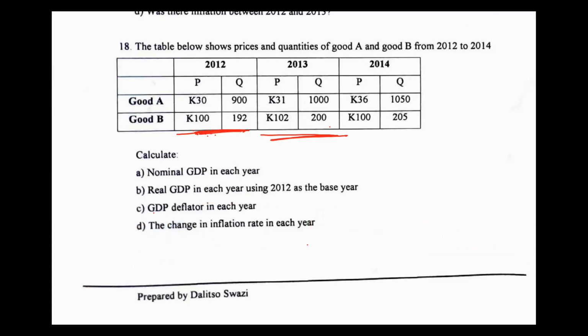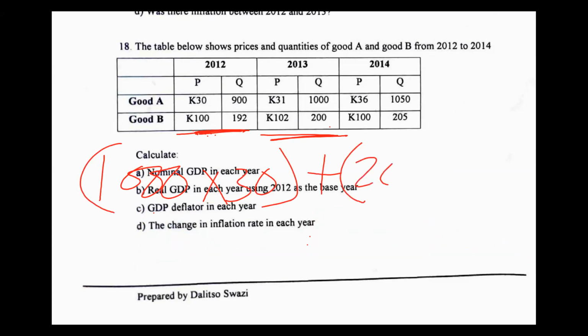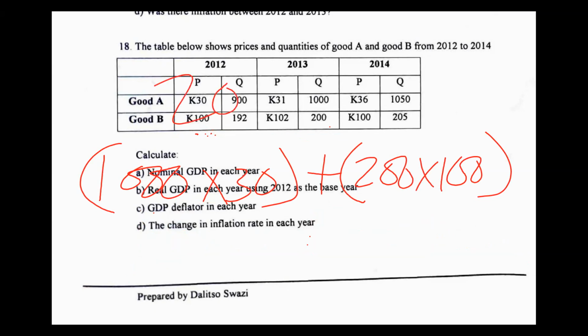Let's go for 2013. So we are using the quantity for 2013, 1,000 times the prices of the base year, which will be 30, right? We'll be using the prices of 2012. So have 200 times what? 100. Did you get it? We're using the prices of 2012 and the quantities of 2013. Why are we using the prices for 2012?